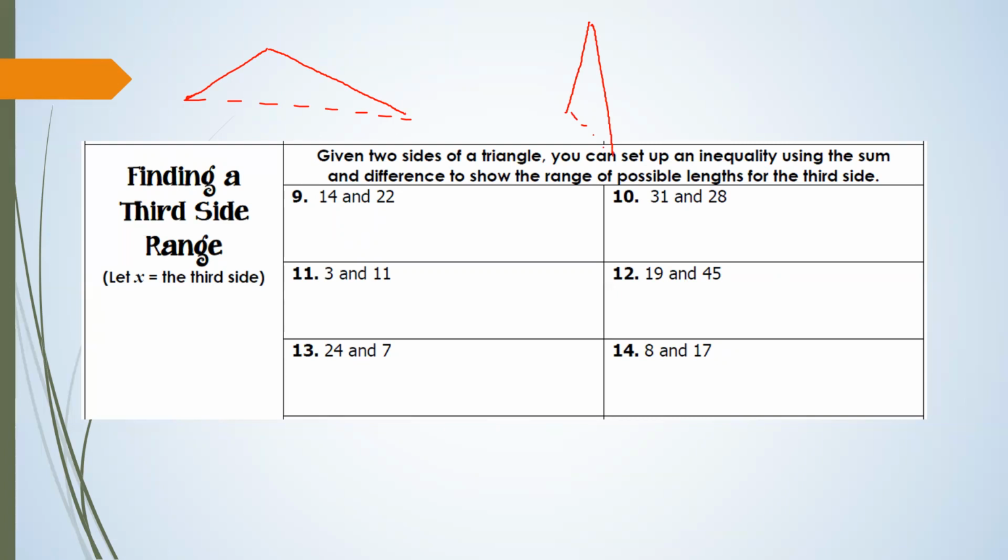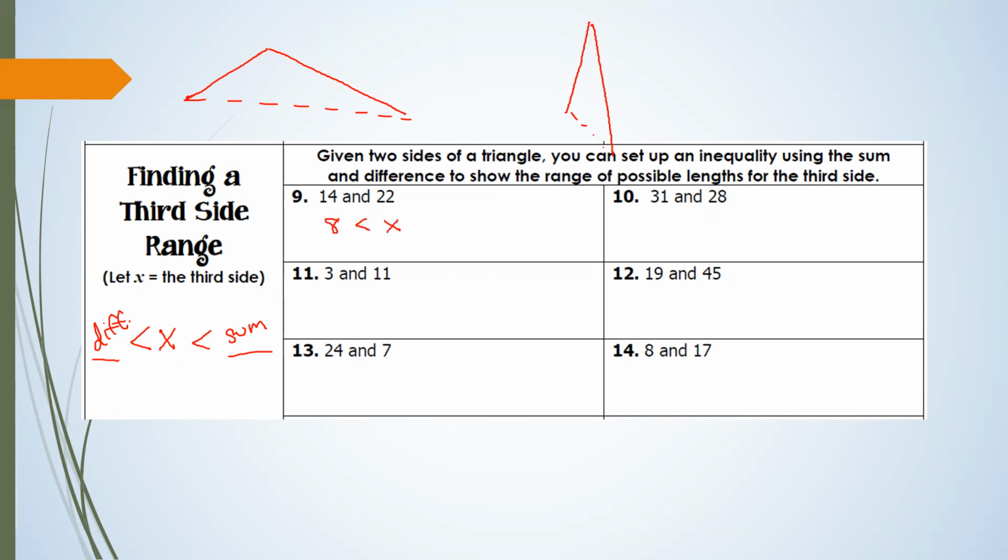So to do that, what you're going to do is you're going to add the numbers together and you're going to subtract them. You're going to set up a range, and you're going to say that third side has to be greater than some number, but less than another number. So here you're going to find the difference between the two, and then you'll find the sum. So if you find the difference between 14 and 22, that is 8.